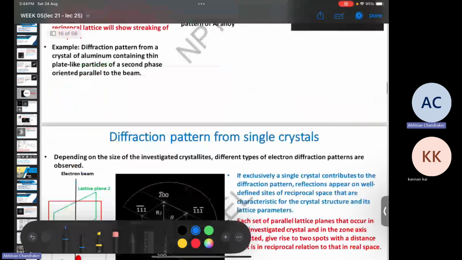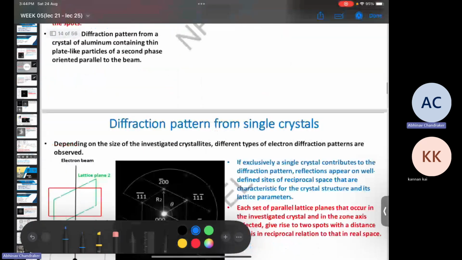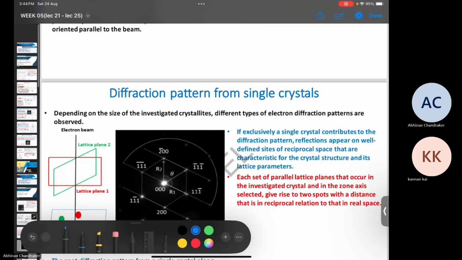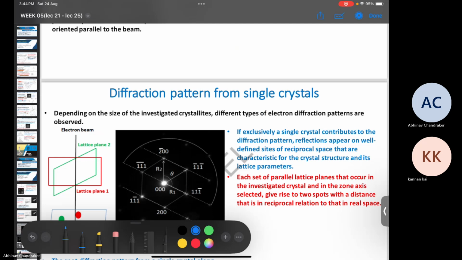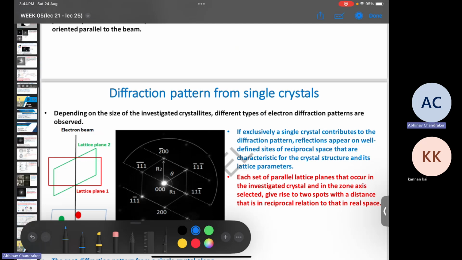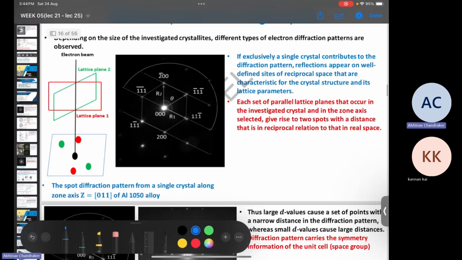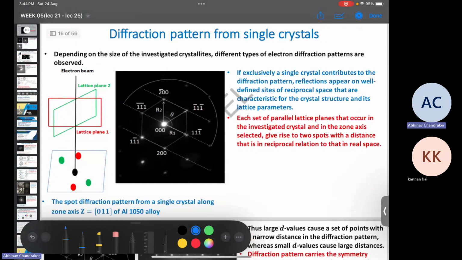So if this is all understood, now we'll go to using all these basic concepts we learned about reciprocal space, the Ewald sphere, and the camera constant, to look at the different diffraction patterns and how they'll change for crystals and polycrystals.